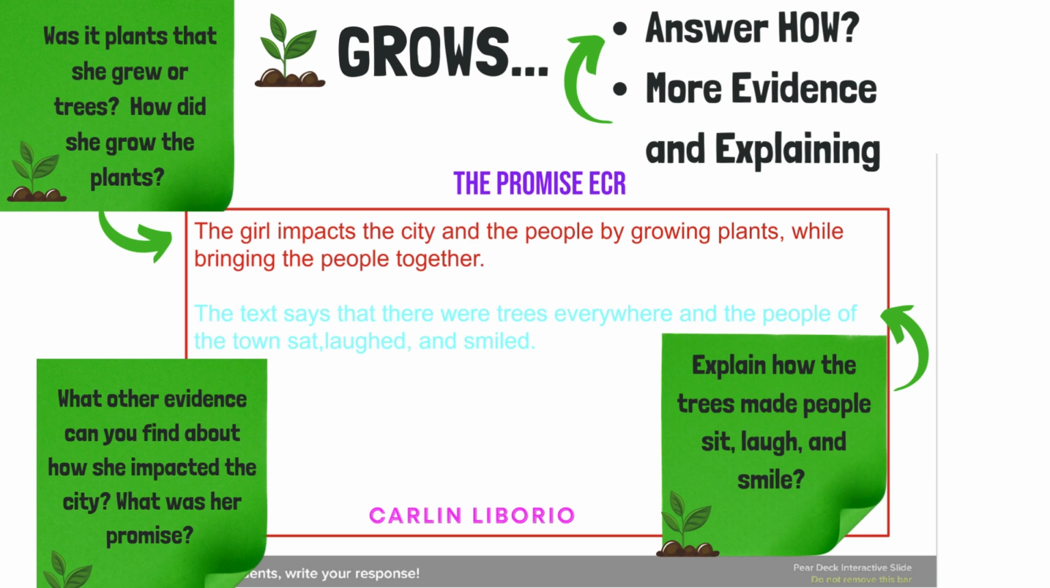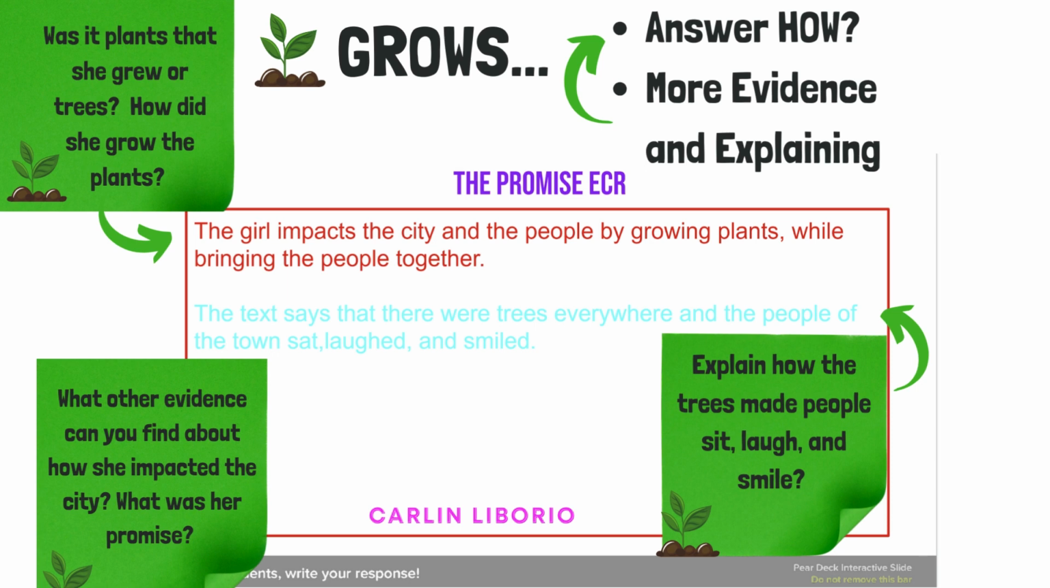And so for this particular student, I'm focusing on answering a little bit more thoroughly, answering how, giving more evidence, and explaining. So these are the grows. The first question I would ask the student during a conference is, when you read this sentence, and I would have the student read it, the girl impacts the city and the people by growing plants while bringing people together, was it plants that she grew or trees? And then the student would say, hopefully, oh, it was trees, not plants, because what she planted was acorn seeds, which grow into trees. Okay, so it's a little bit different, plants and trees. So you need to be more specific.